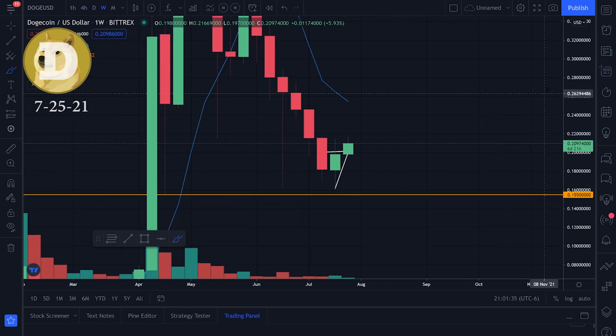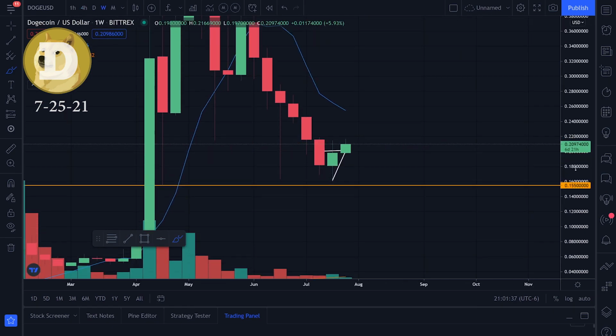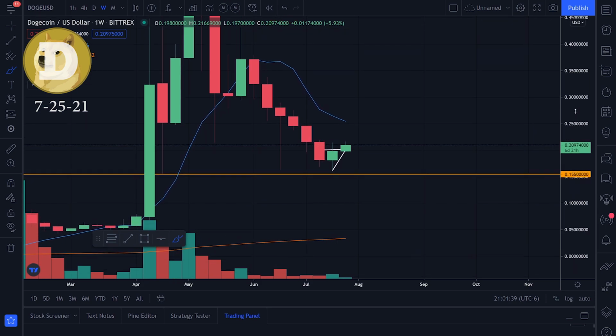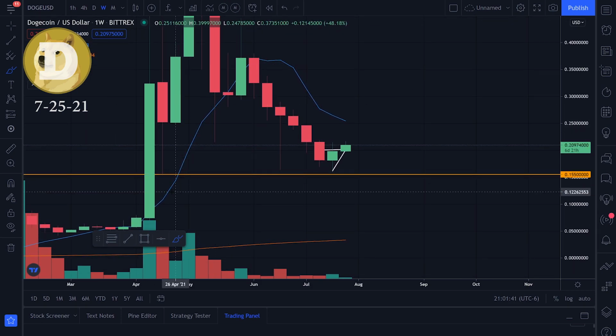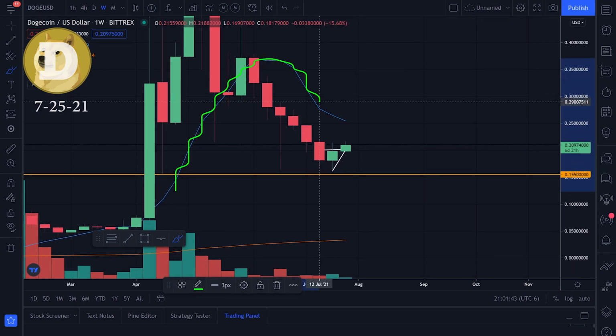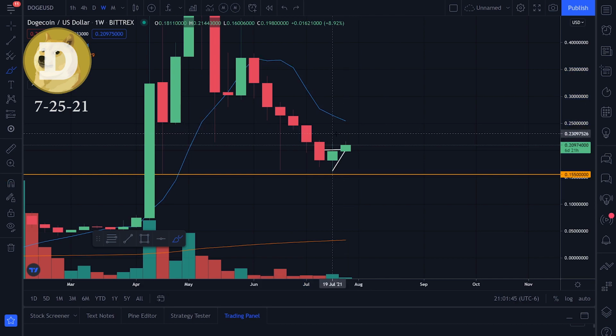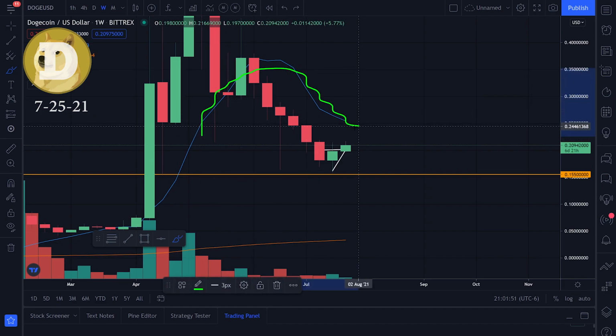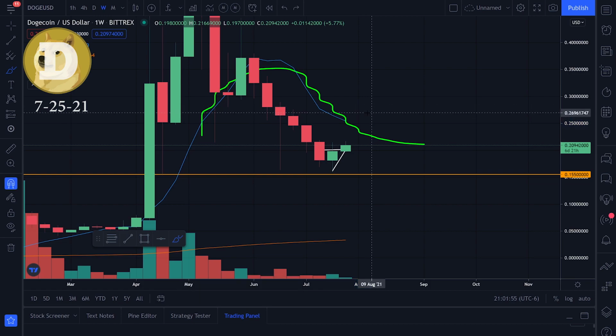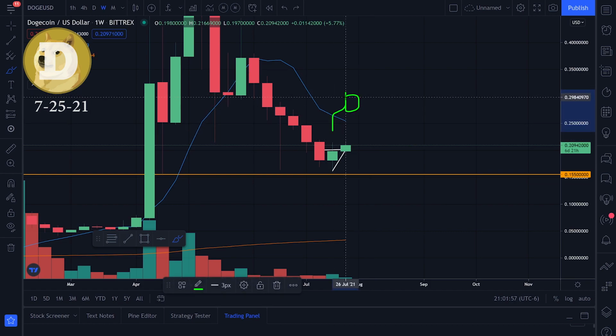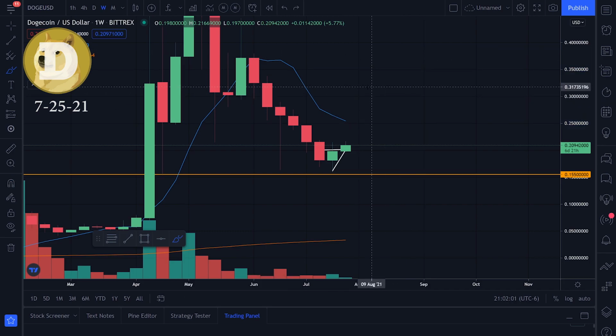The other thing that I'm watching, and I talked about this in my Bitcoin video that I just uploaded, is the 9 moving average, and we broke above it on Bitcoin. So let's see if we can break above it on Dogecoin as well. Once we break above this moving average, if we can stay above it, find support on it, and get bounces on it, then that's what we're after. That's what we really want.